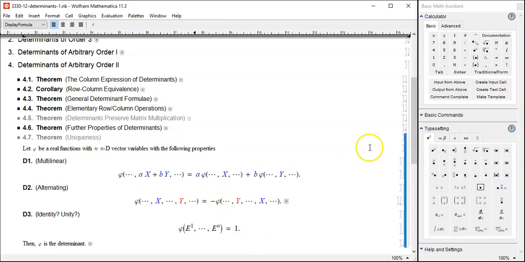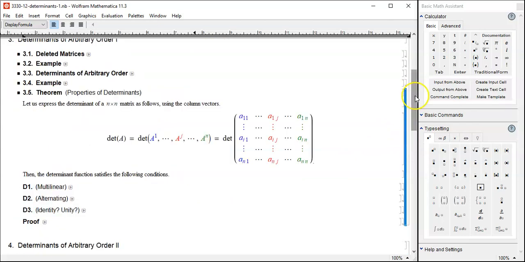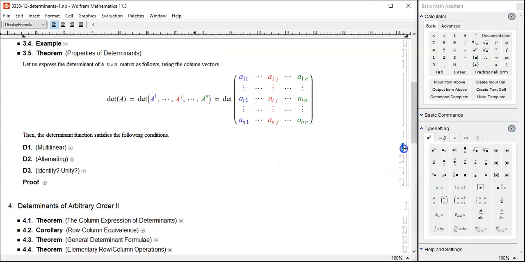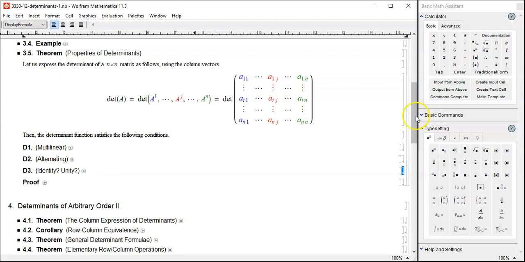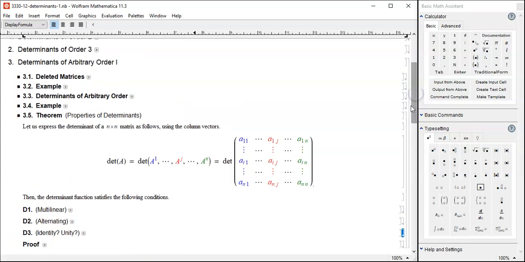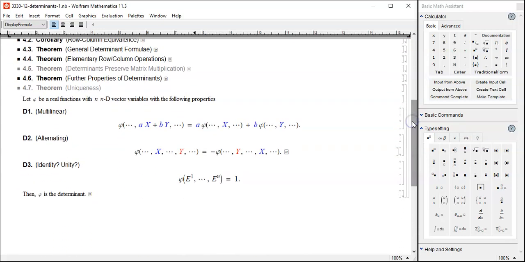Now, look at these three properties. Those were the three most basic properties of determinants. Multilinear, alternating, and then the identity property. And we proved all these inductively in theorem 3.5. Basically what we are doing here is the converse. Even if we define a real function arbitrarily, maybe, but if it satisfies these three properties, then it must be the determinant.